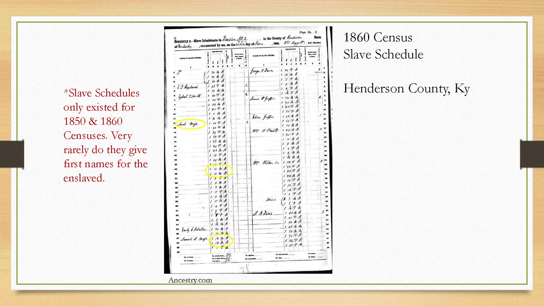Slave schedules only existed for the 1850 and 1860 census records. Sometimes they will give first names. It depended solely on the enumerator. I've not seen a whole lot of first names for the slaves on there. What county is it? Somewhere in like eastern Kentucky, I've seen slave names on these slave schedules, and that's the only place in Kentucky.